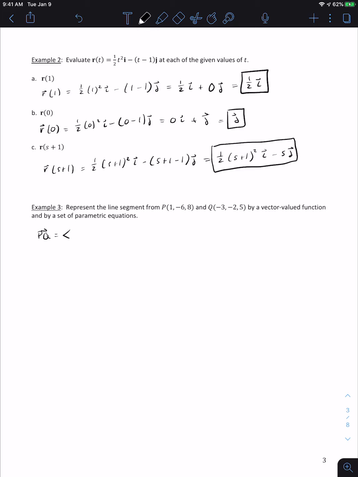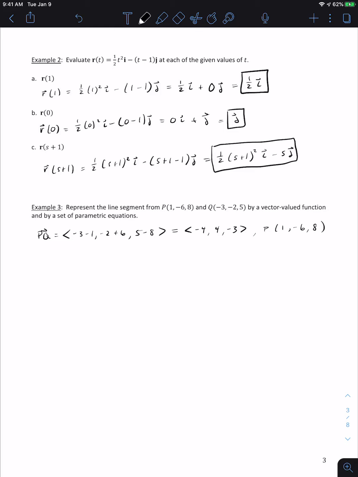So again, we just do terminal minus initial. So -3 minus 1, -2 plus 6, and 5 minus 8. So if I do that, I end up getting the vector -4, 4, and -3. Right? So that is my vector, and then my point, we'll just use P, which is 1, -6, and 8.